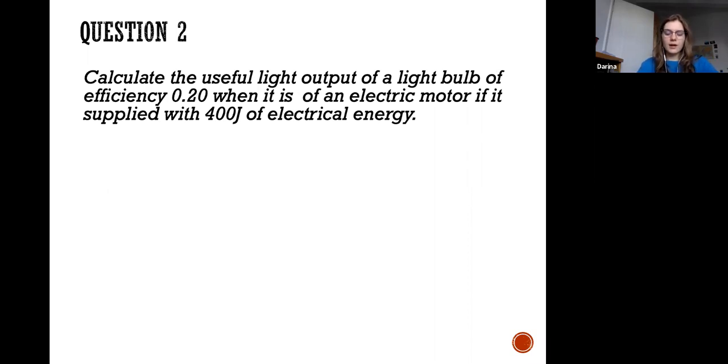Let's go again, just read through this question. Let's have another go at it. So this should be really quick. We now want to do a slightly different thing, use the same equation, but now we're trying to calculate the useful light output.